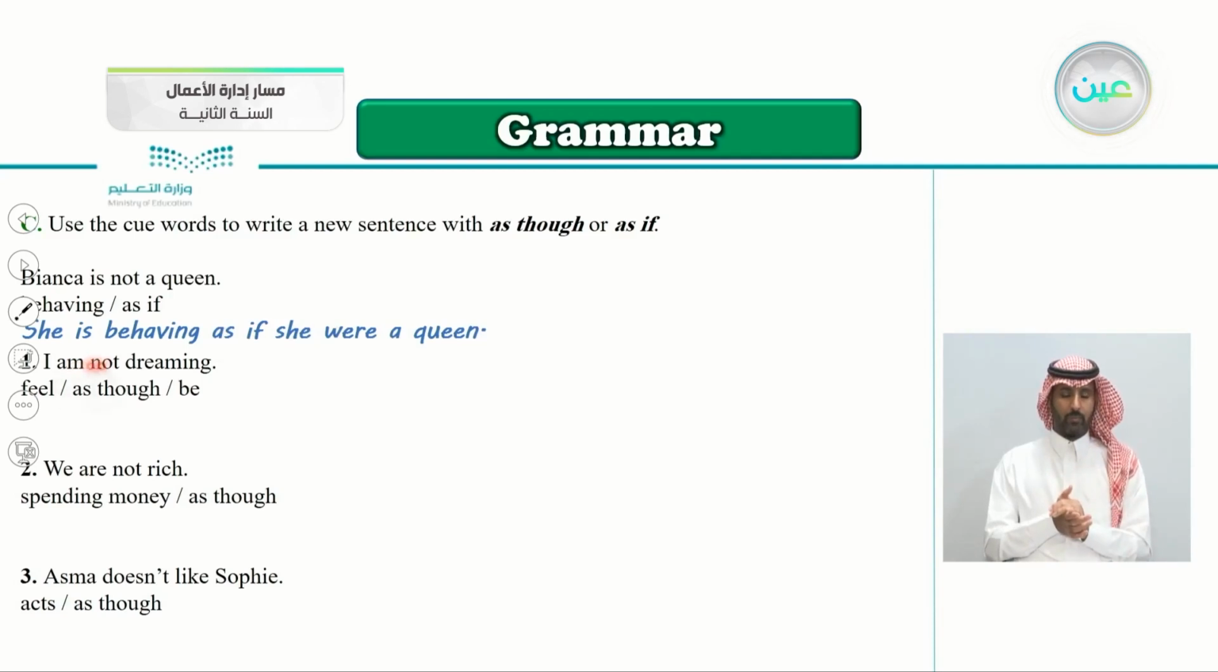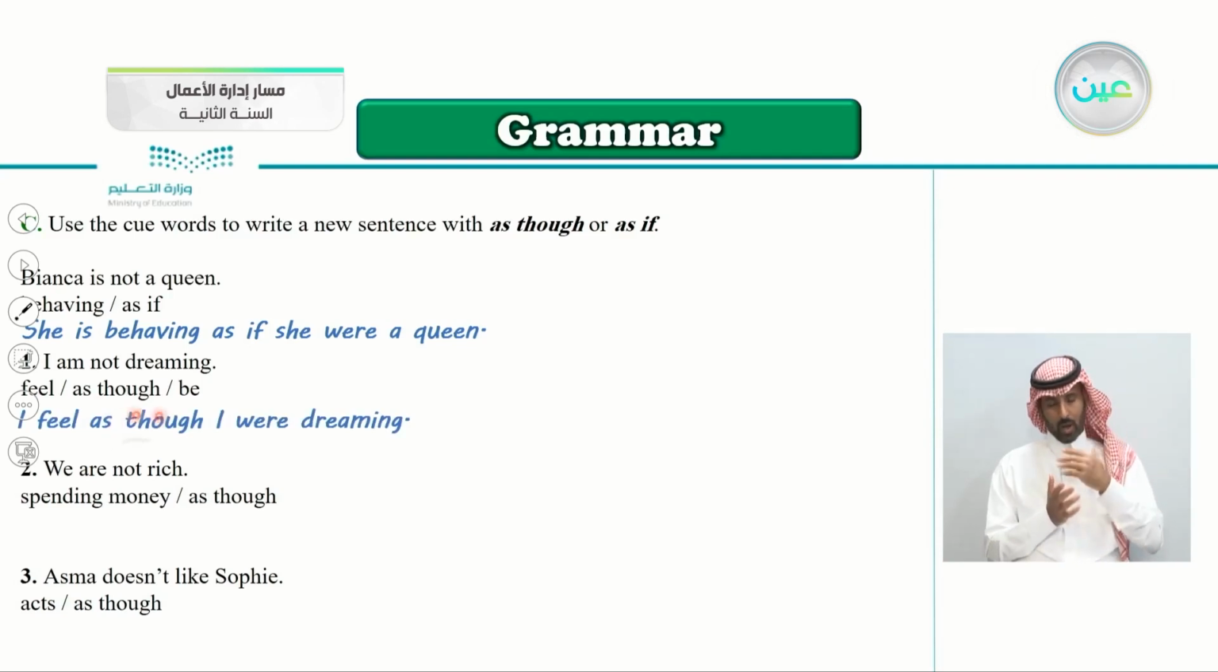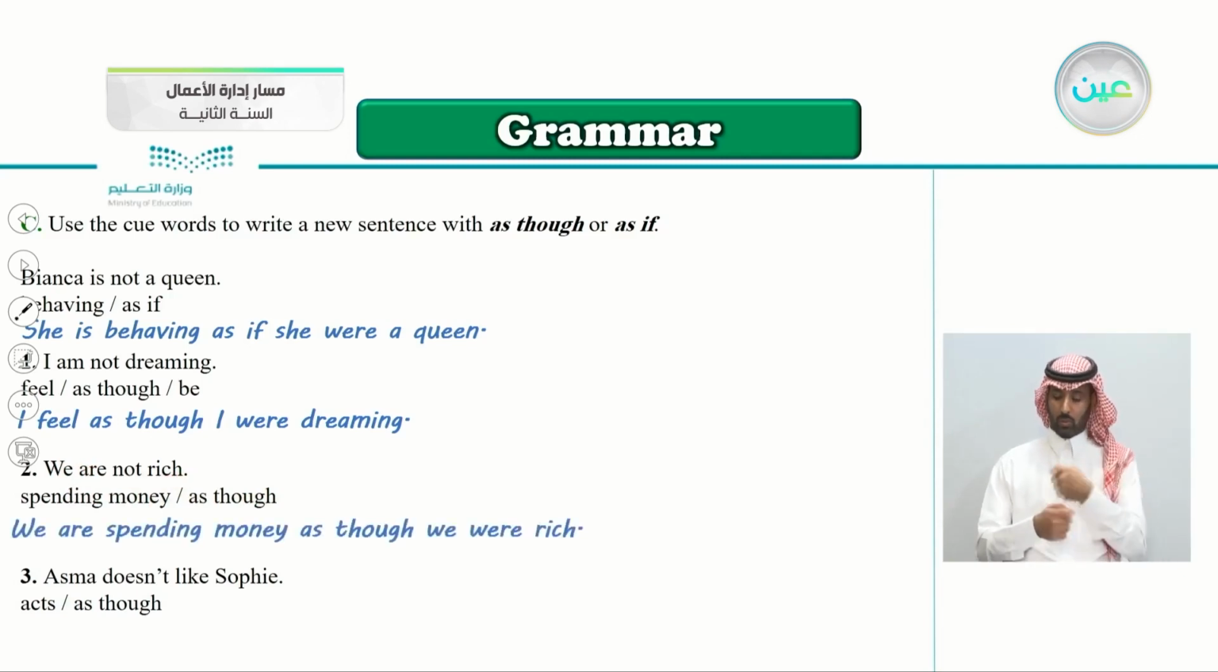So number one, I'm not dreaming. Feel as though, be. So the correct answer, very good. I feel as though I were dreaming. So be here is were. I feel as though I were dreaming. Very good. Number two, we are not rich. Spending money as though. We are not rich. This is our reality. We're not rich. Very good. We're spending money as though we were rich. We're spending a lot of money.